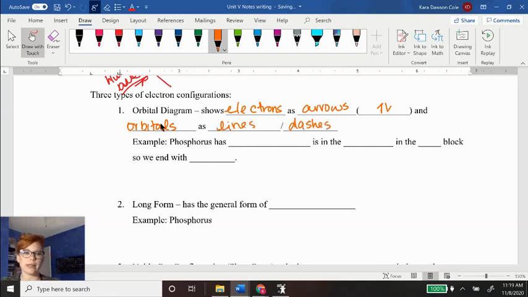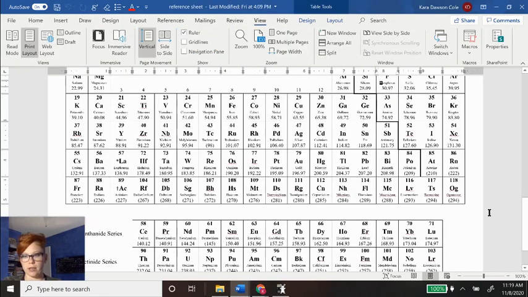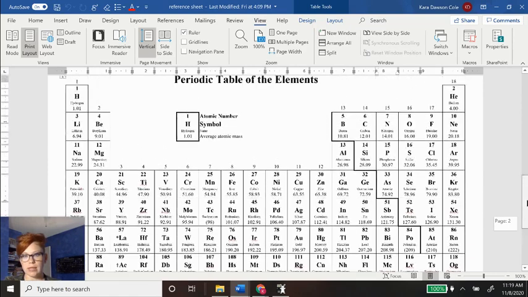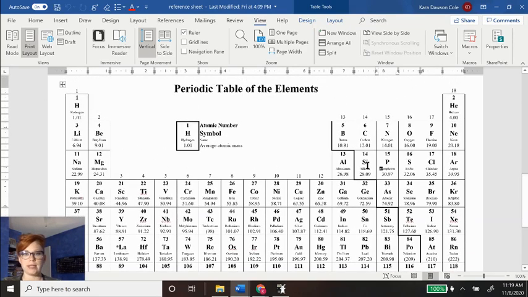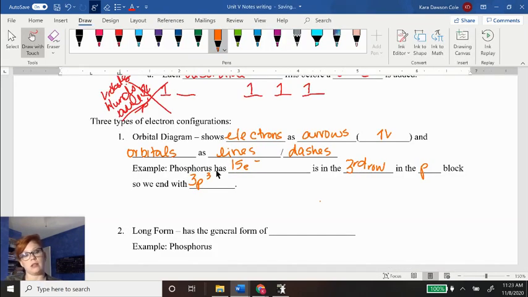So if I wanted to write the orbital diagram for phosphorus, phosphorus is right here. It is in the 3rd row. It is in the P block. So this is the P block, and it is 1, 2, 3 into the P block. So that means that we would have 3p3. We know that phosphorus has 15 electrons. It's in the 3rd row, it's in the P block, so we're going to end at 3p.